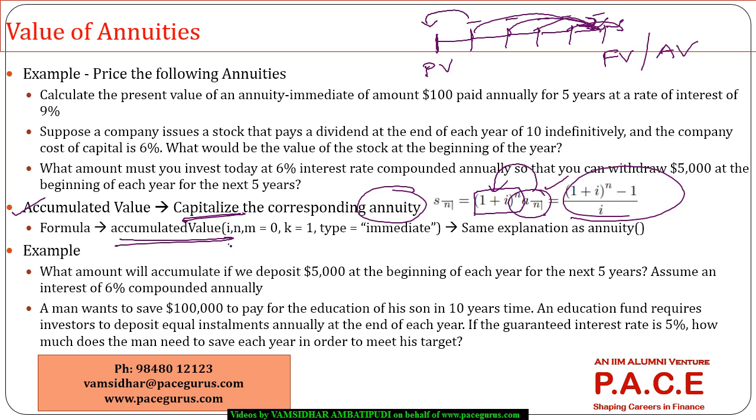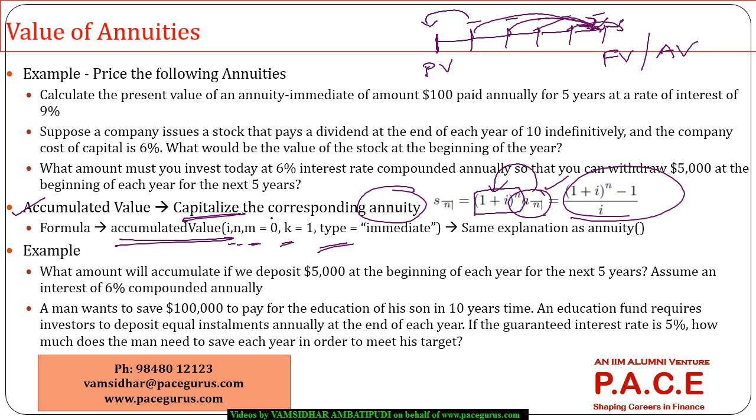So I have to give the I value, which is the interest rate, N is the number of periods, then M is the deferment period if at all there is any, K is the number of times I am receiving or paying, making the payments, type is either immediate annuity or deferred annuity due. So the values are more or less similar in all the cases.